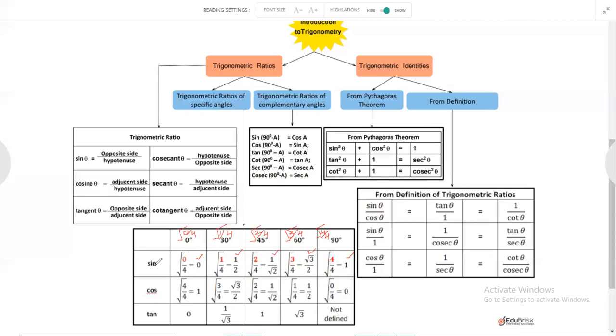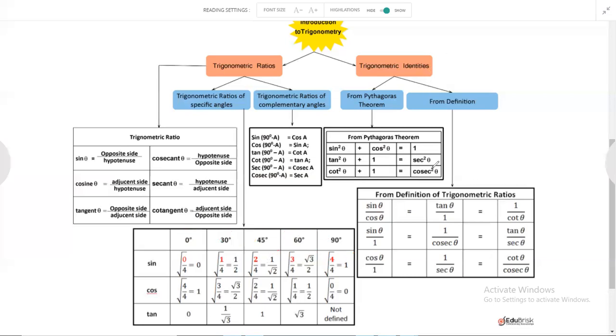So once you got the values of sine, cos and tan, it is easy to find out the values of the other trigonometric ratios. That is, cosec will be the reciprocal of the sine values, sec will be the reciprocal of the cos values and cot will be the reciprocal of the tan values. So this way we will be able to form this table. So this is the second topic of that particular chapter, that is Introduction to Trigonometry.